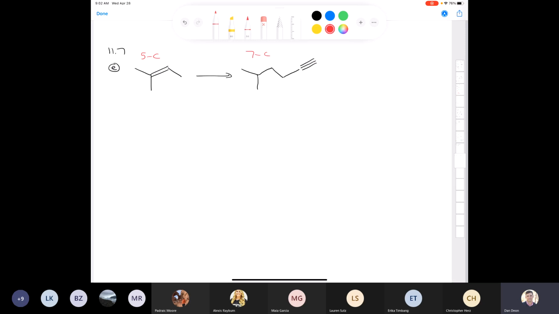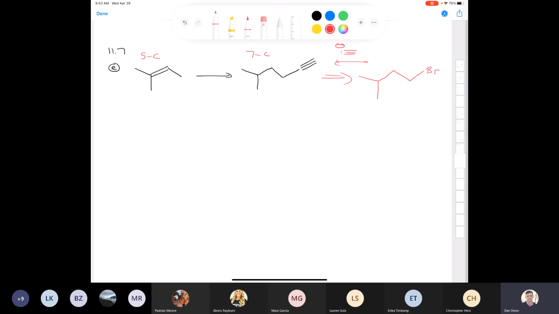7 carbons. So we need to add these 2 carbons onto the end of the molecule, right? You can see how we have these 3 carbons here in that arrangement. So I need to somehow make this molecule. I need to make this where I have a leaving group out here, because then I could treat that with acetylide, right? And I could do the nucleophilic attack and make the terminal alkyne.